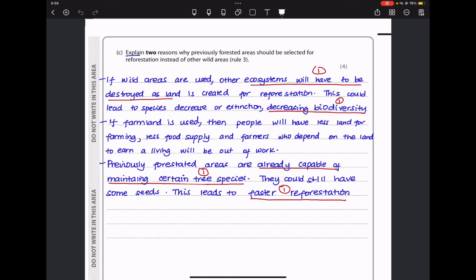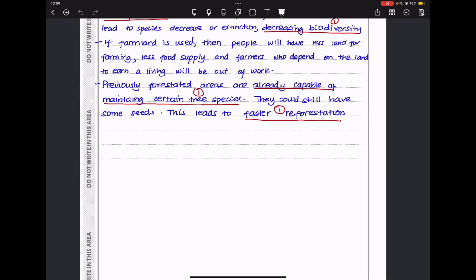If farmland is used, then people will have less land for farming, less food supply, and farmers who depend on the land to earn a living will be out of work. Also, previously forested areas are already capable of maintaining certain tree species. They could still have some seeds, and this leads to faster reforestation.